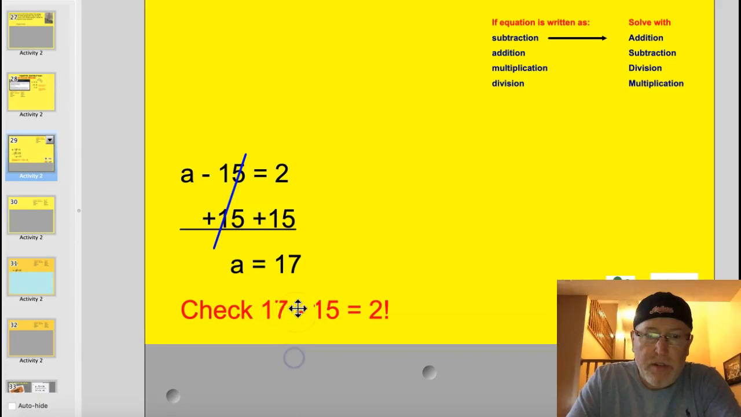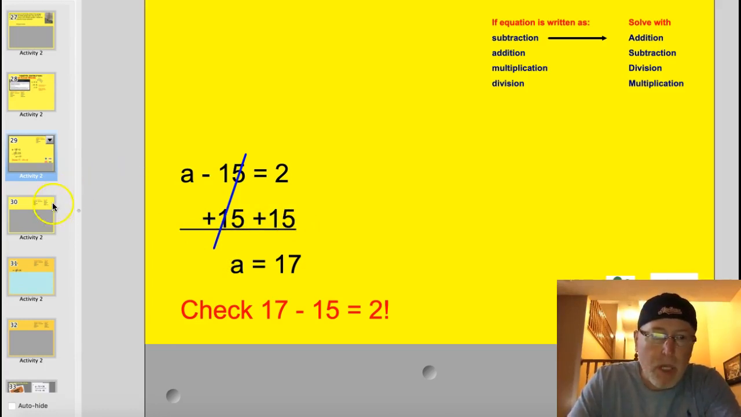Let's just check our answer. 17 minus 15 equals 2. Let's check our form. Equal signs are lined up. Good. I did the same thing on both sides, not just on one side. Good. And I drew a line underneath to show the separation between the steps of the problem.